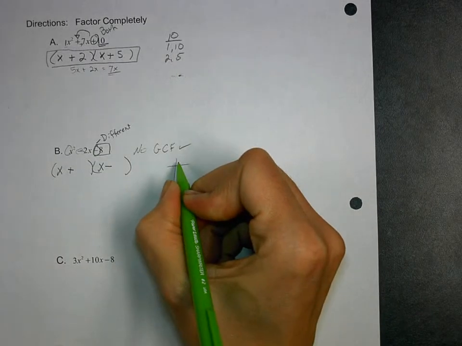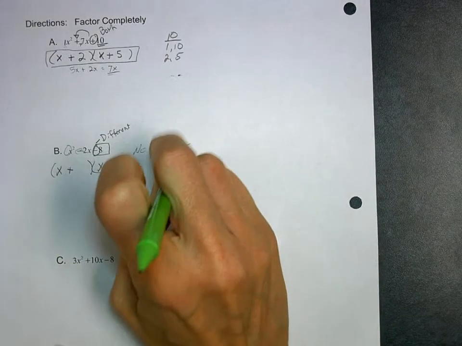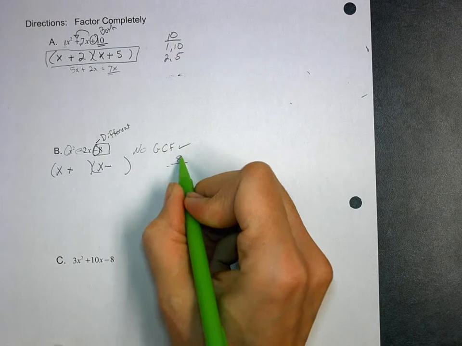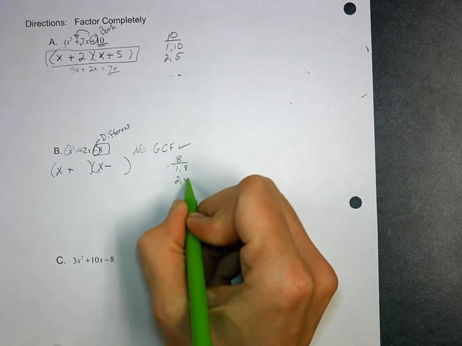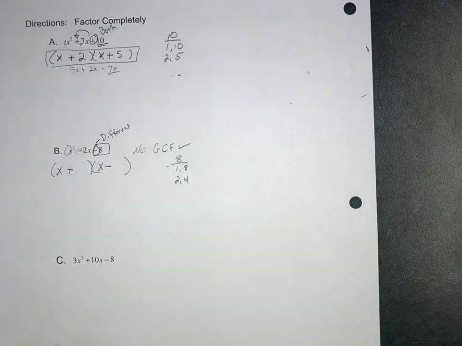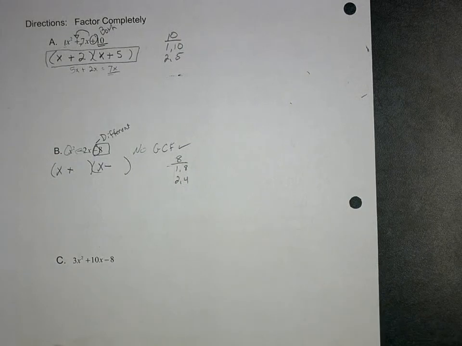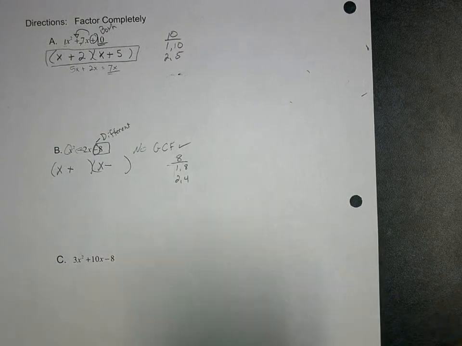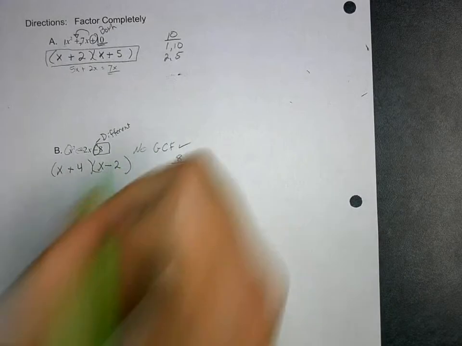So I have here, I got 8. Oh, let me write it this way. Make it a little bit easier. I have 8. I get 1 and 8, 2 and 4. Now, obviously, the difference of 1 and 8 is 7. The difference of 2 and 4 is what? 2. Now, I plug them in. I go 4 and 2.